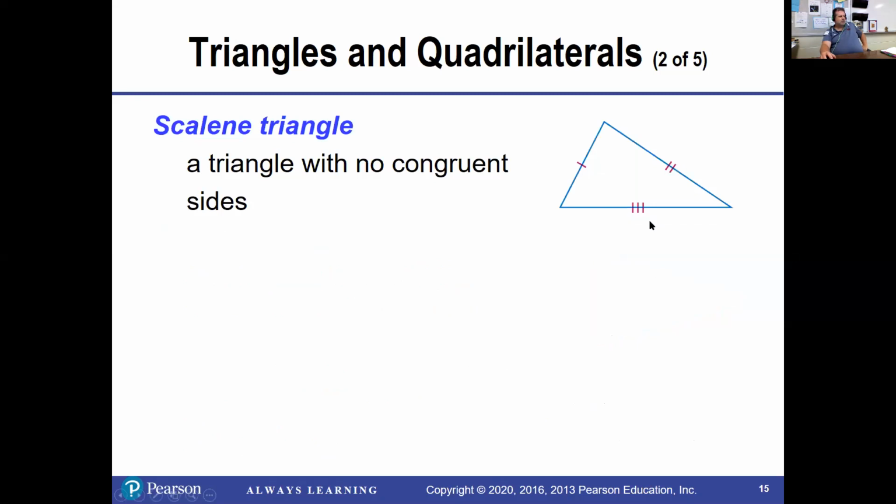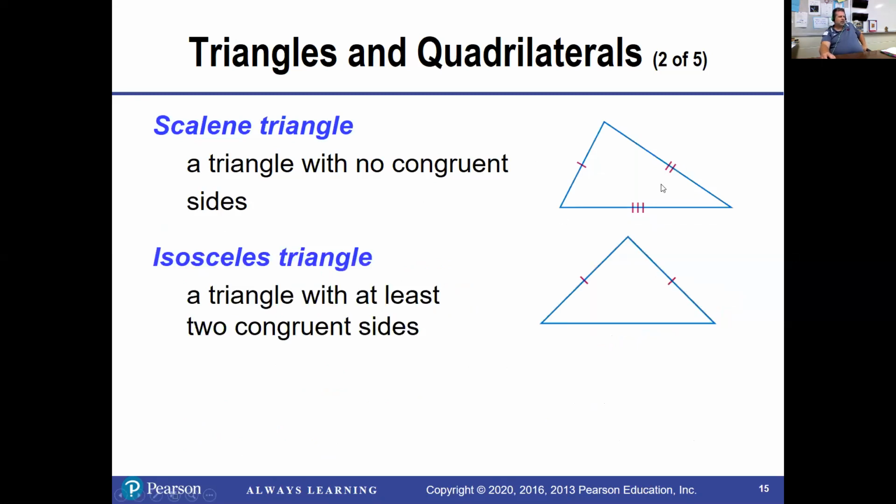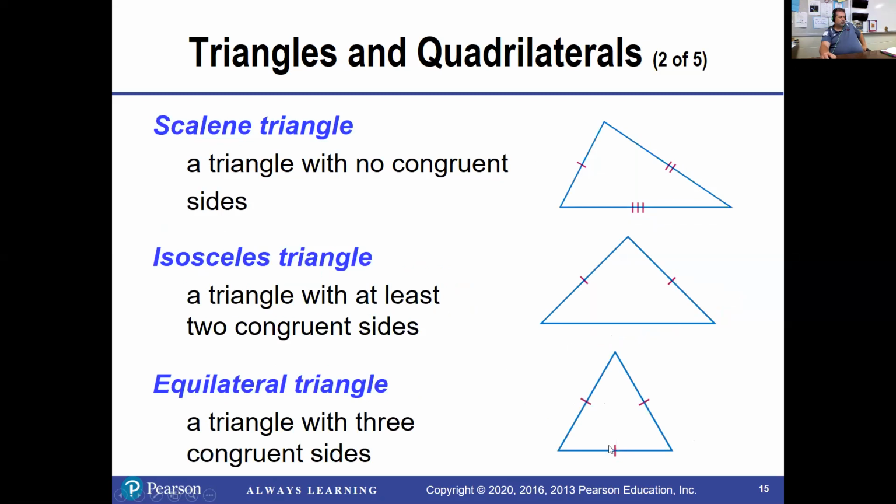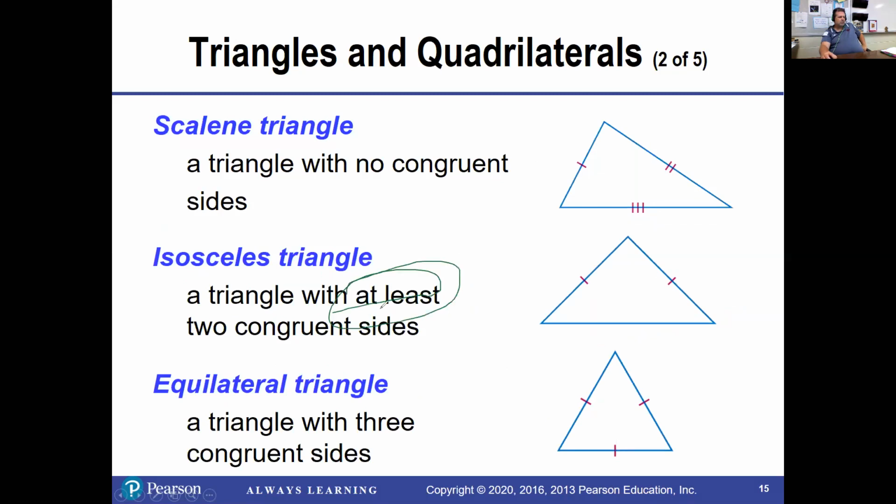All right, scalene triangle. Scalene triangle has no congruent sides. All the sides are different. Isosceles triangle, at least 2 sides are congruent. And equilateral triangles, they're all the same. Now, the tricky part about this is because of this term, at least, this is an isosceles triangle, and this is also an isosceles triangle because it has at least 2 sides that are equal, even though we call it equiangular or equilateral.